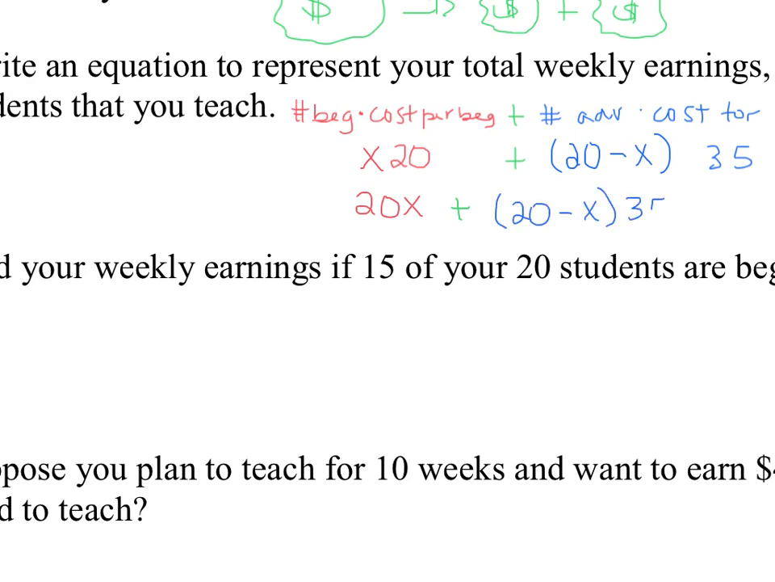And the reason I'm multiplying that number by 35 is because the advanced students, which is 20 minus x, cost $35 each. So again, $20 per beginner. We don't know how many beginners, so we've called it x because the problem told us to. $35 for advanced. We don't know the number of advanced, but we know there's 20 students total, minus x, which is our beginners. So there would be 20 minus x left over at $35 each.